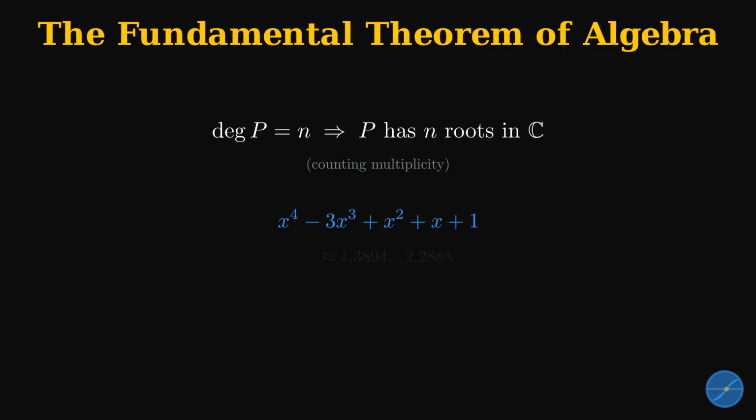Take our quartic, degree 4, so 4 roots. 2 of them are real, and 2 are a complex conjugate pair, off the real axis entirely. Newton and the secant can chase the two real roots. The complex pair needs a different idea, which is exactly where this two-part story is heading.